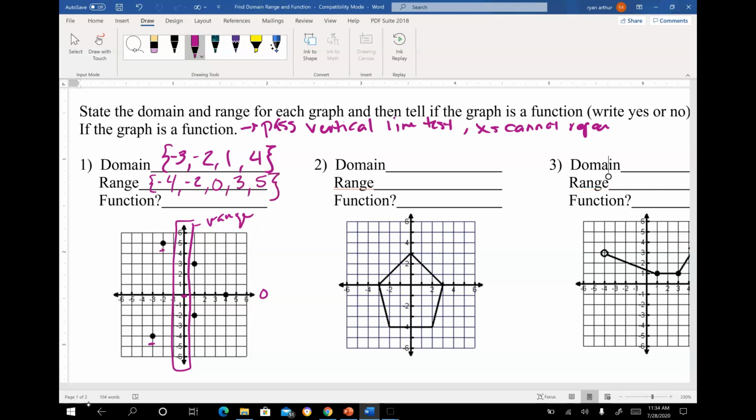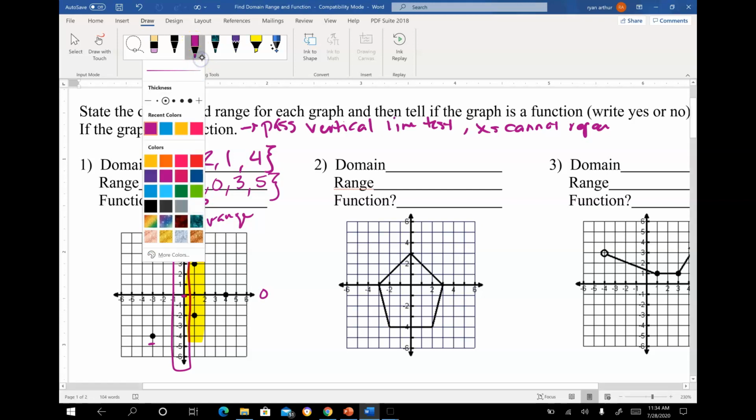Now remember, you cannot repeat an x value to be a function. So, is this a function? No, this one is not a function because my x values repeat right here. That makes it not a function because it wouldn't pass the vertical line test either. Okay? All right, number 2.